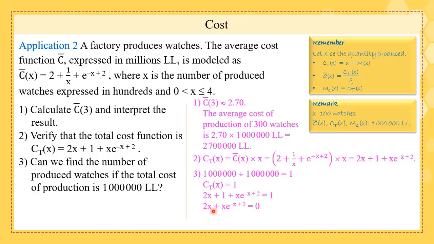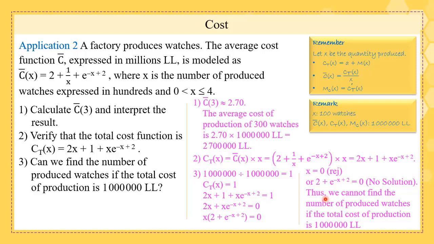So we get 2x plus x e power minus x plus 2 equals 0. Then we take x as a common factor, so x into (2 plus e power minus x plus 2) equals 0. Hence x equals 0, which is rejected, since x is strictly greater than 0. Or 2 plus e power minus x plus 2 equals 0: no solution. Thus, we cannot find the number of produced watches if the total cost of production is 1 million lira Lebanese.